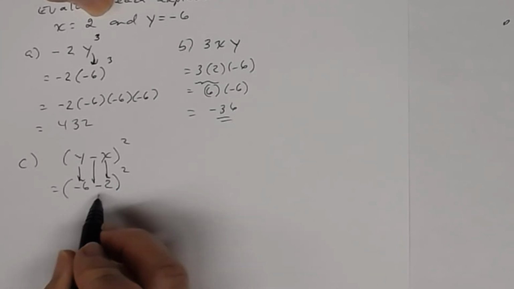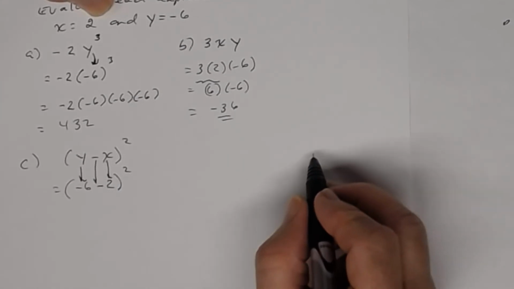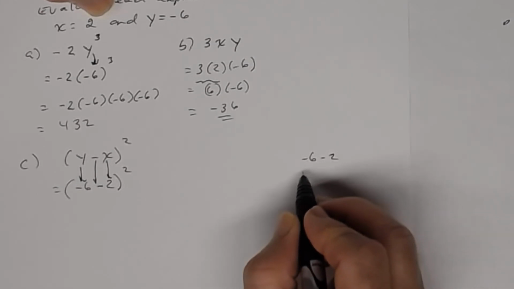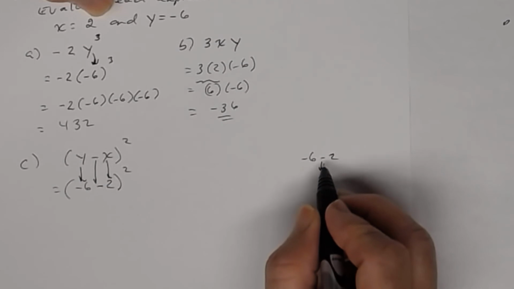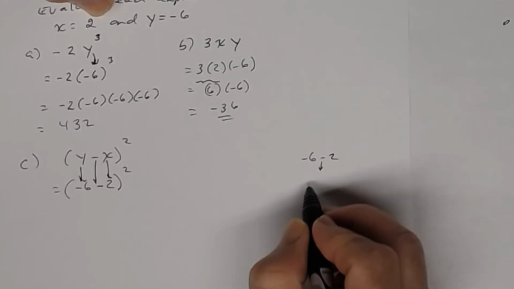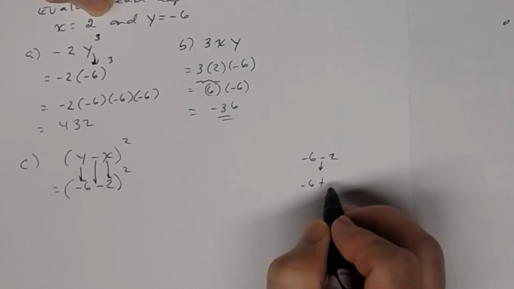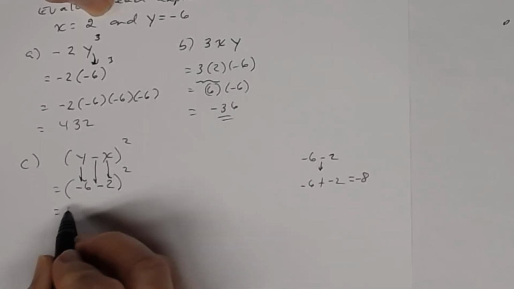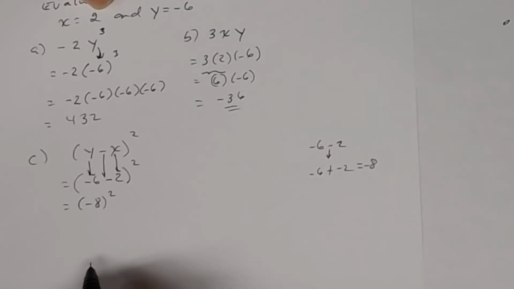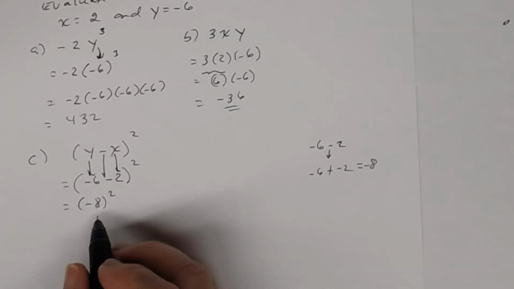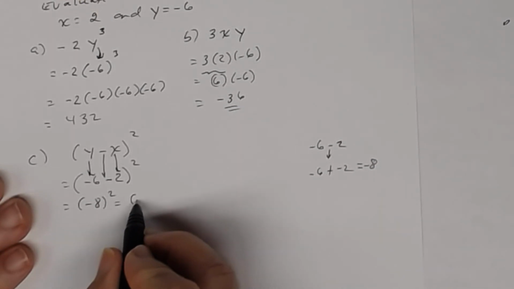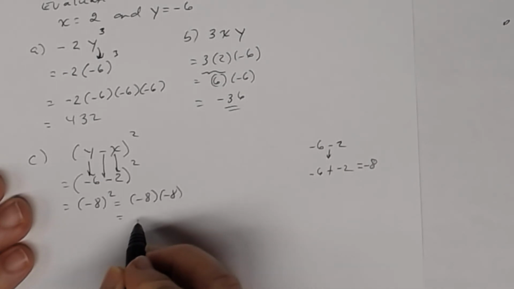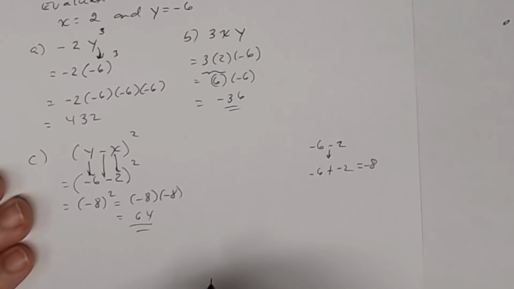So inside the parentheses, -6 subtract 2. If you need to change subtraction to addition, you do that. So what that means is -6 plus the opposite of 2, which is -2. That's -8. So this becomes -8 squared. And -8 squared is easy to do without a calculator. That means -8 times itself. So -8 times -8 is +64.